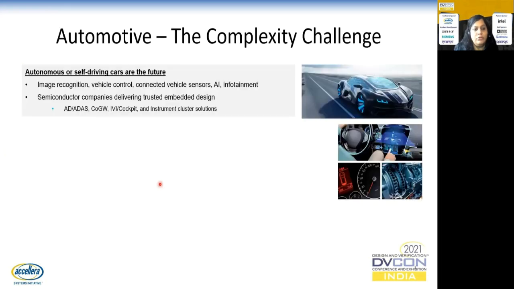Before I start with the flow, let me give a brief background into the domain where we work in. So I come from the automotive domain, where most of you would know that automotive is all about autonomous or self-driving cars, which are the future. Now these cover very complex functionalities such as image recognition, vehicle control, connected vehicle sensors, AI, infotainment, you name it, and they all have it.